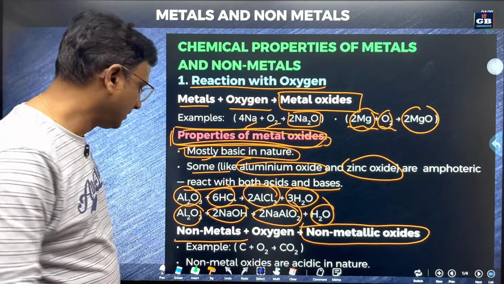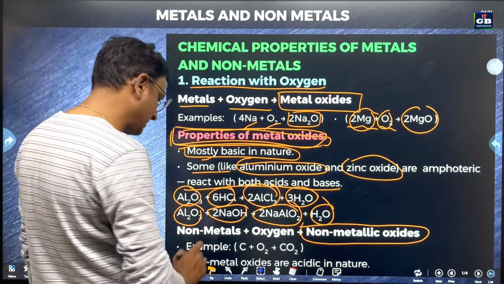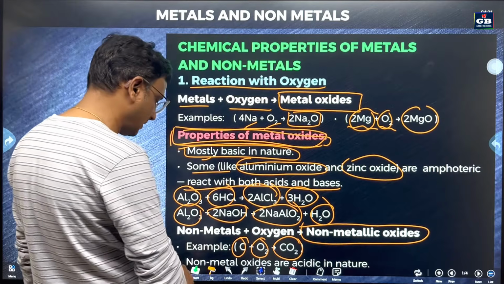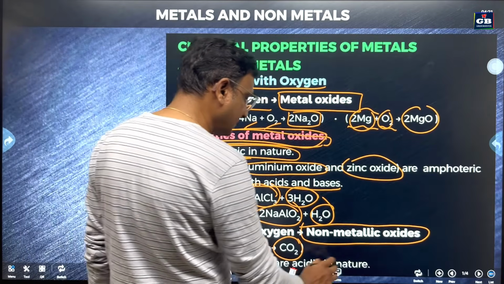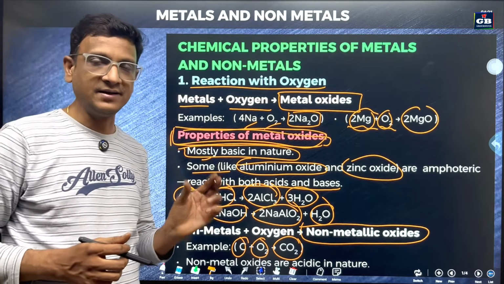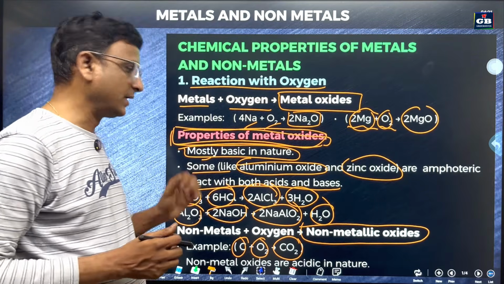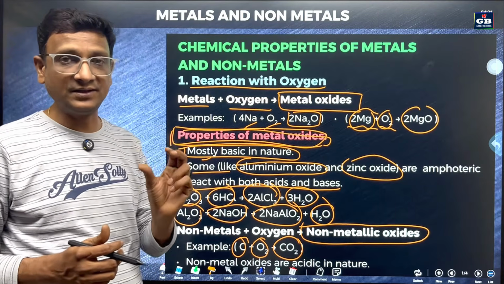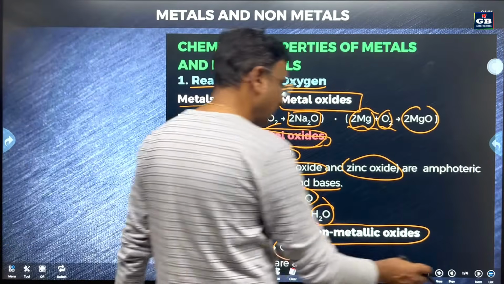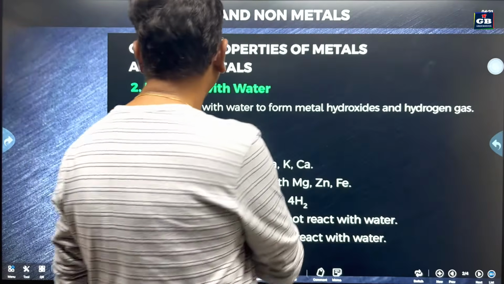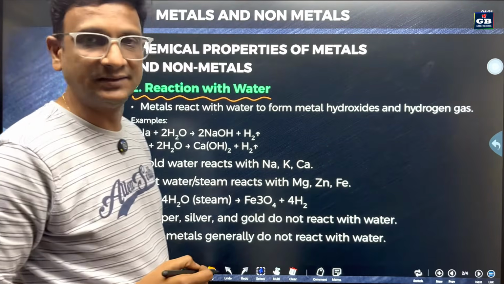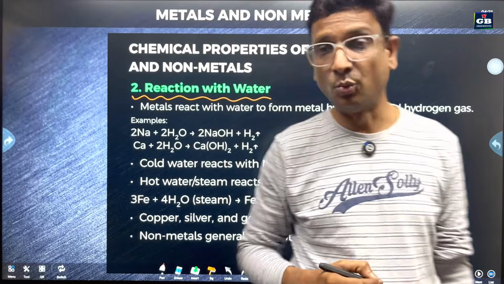What is the example? Example, carbon. Carbon is a non-metal, it reacts with oxygen and produces carbon dioxide. So non-metallic oxides are acidic in nature. When a non-metal reacts with oxygen, it forms non-metallic oxide. When metal reacts with oxygen, it forms metallic oxides. Right, children? Okay. So now let us see the next. Reaction with water. First, what we have seen, reaction with oxygen. Now what we are going to see, reaction with water.